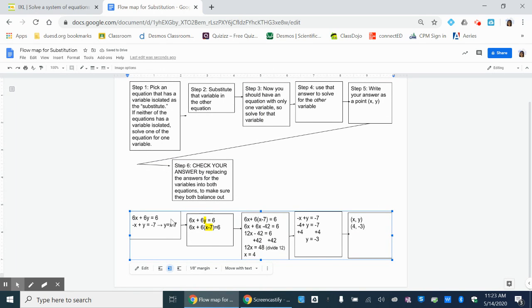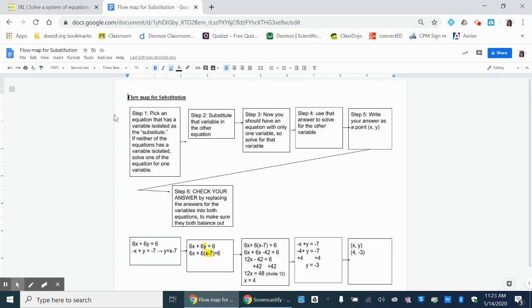All right. I'll go ahead and share this document as well once most of you submit it. But if not, pause the video. For the flow map, I don't expect you to do an example. I just did that to hopefully help you out a little bit more.